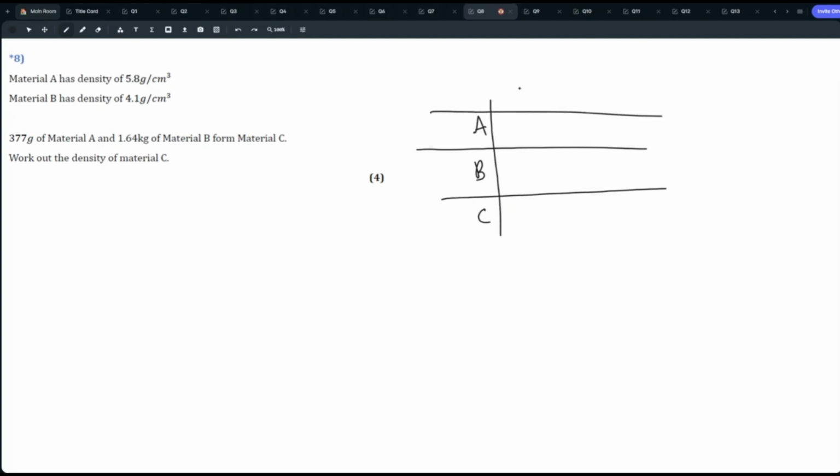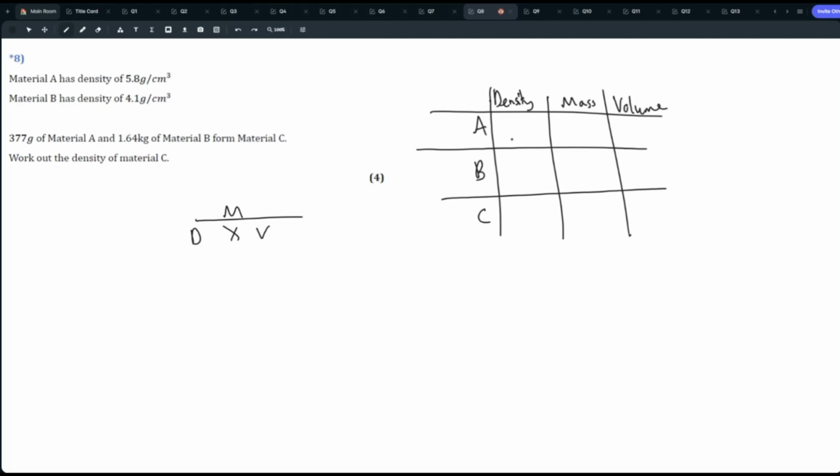Okay, so what we want is density, mass, and volume. Now what I want is to work out what each one is, but we are given some information. So I'm going to do it in the same order as the question: density first, then mass, and then volume. Okay. Now let's just write in what we have.